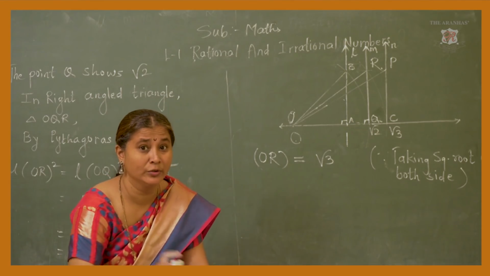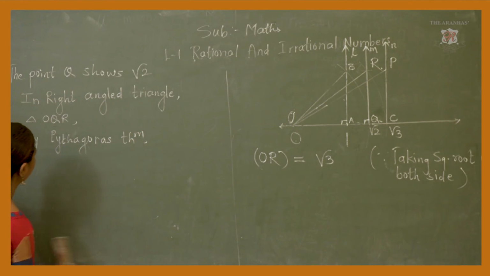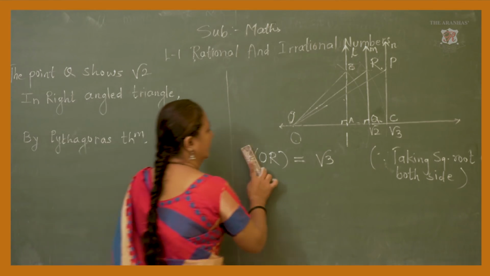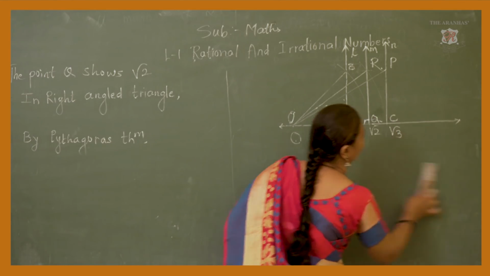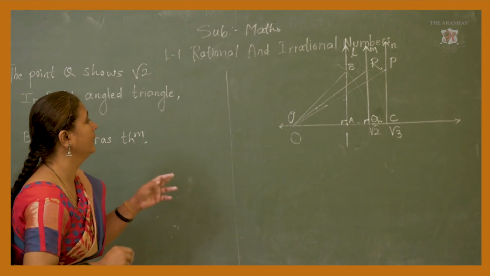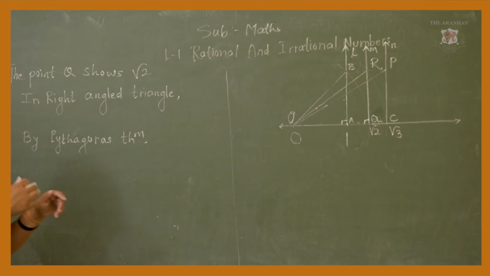Now see, we have to take root 5. See here, again by using Pythagoras theorem we have to do it. Now what is the right angle triangle? Which right angle triangle do we have to take? We have to take the right angle triangle OCP to get root 5.